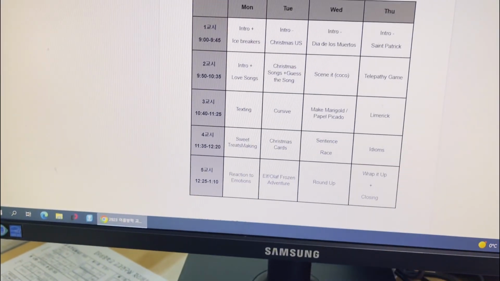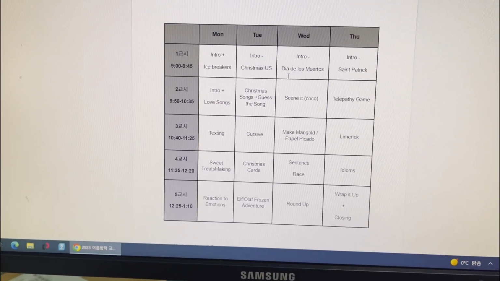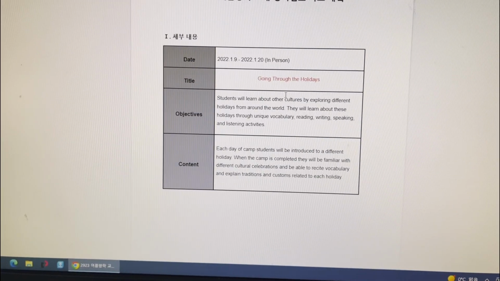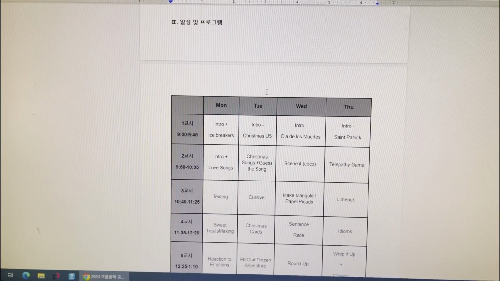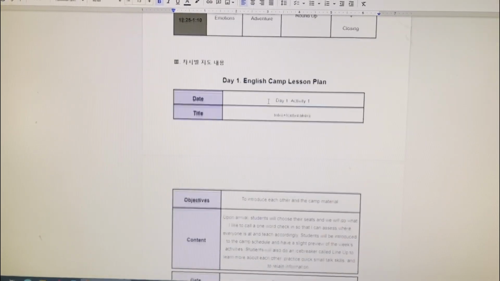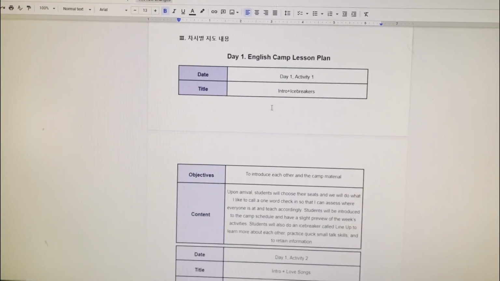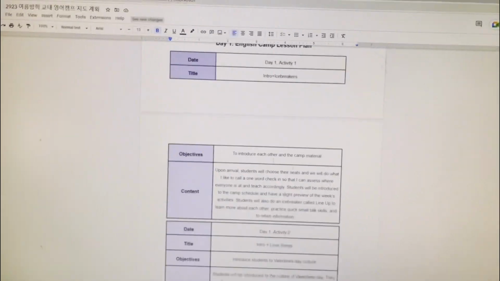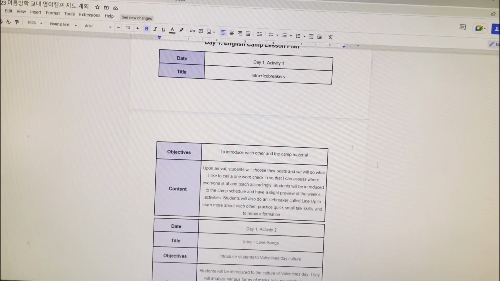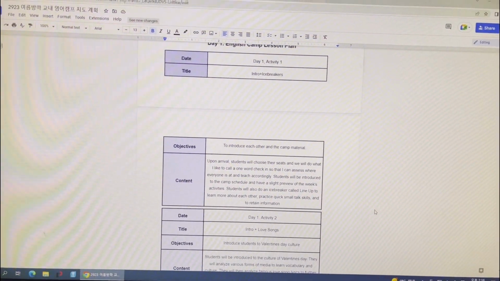After, I have to submit a form to the school giving the itinerary of my camp. Usually I have the date and then the theme, objectives and content. After, I have the date and I get the title of the session and then I explain each individual one. Usually for most schools, you have to give this kind of format for papers.